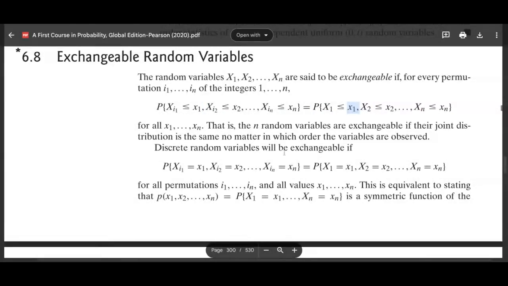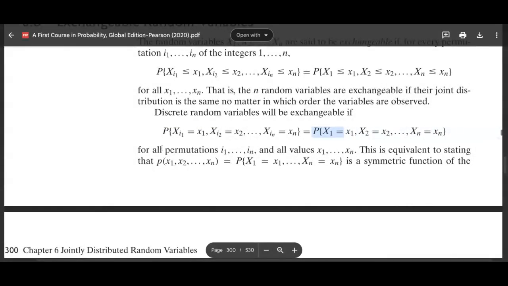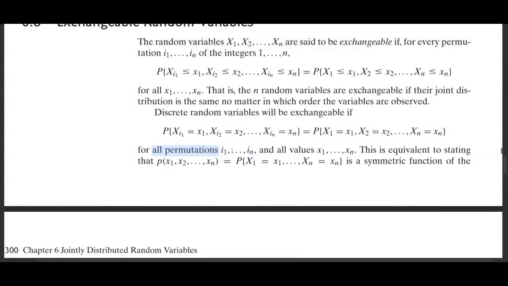So this is exchangeable. And for discrete random variables, it will be exchangeable if this happens, if all the xi's can be substituted by x1, x2, up to xn for all permutations of all those i1 up to in.